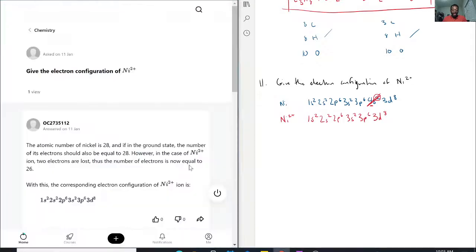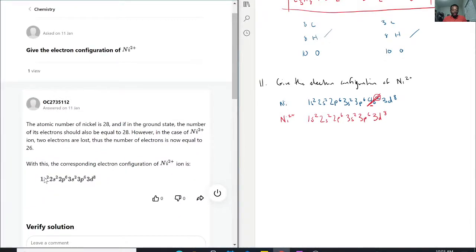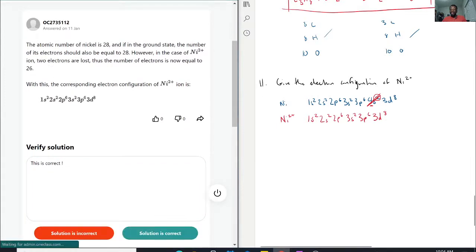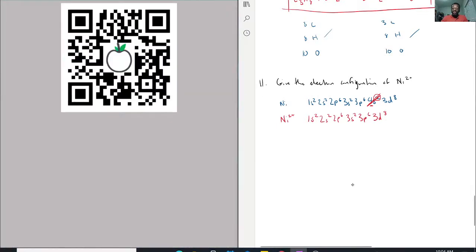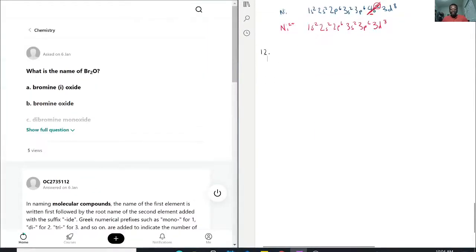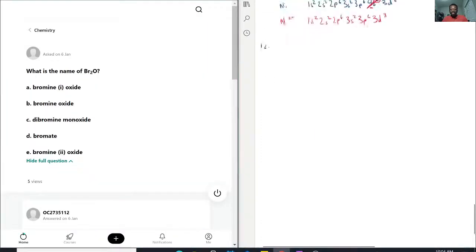Let's see if we're correct. Exactly. We have 1s2, 2s2, 2p6, 3s2, 3p6, 3d8. So this is perfect. And now we can move on to the next question. So question number 12, we have what is the name of Br2O?